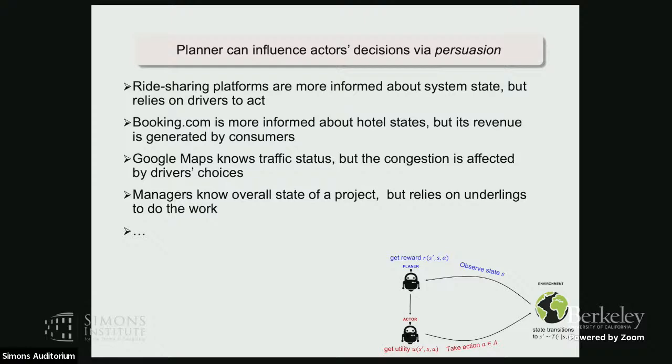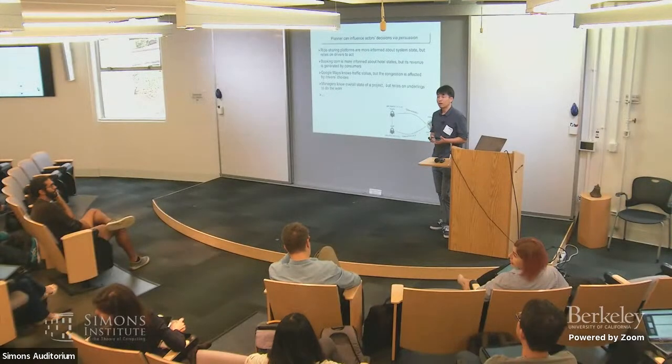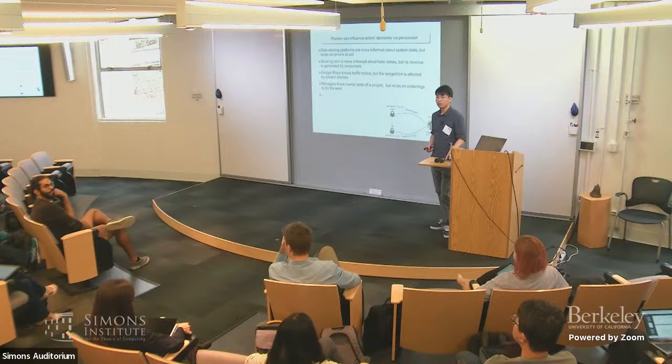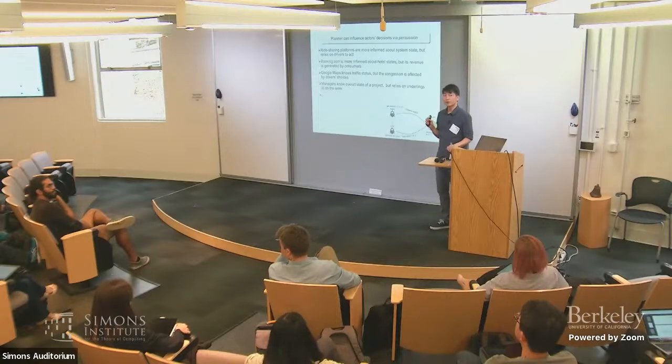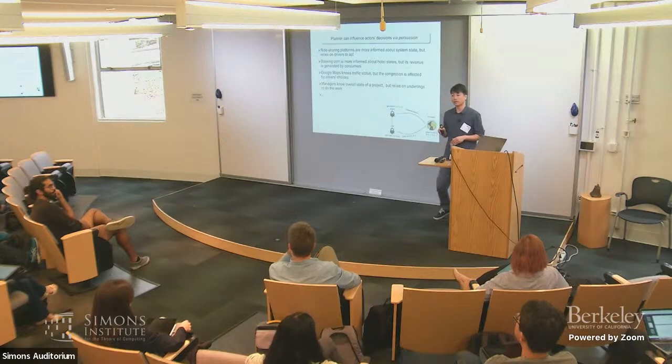Of these applications, the planner also relies on the actors to generate the information. Yes, they are more informed because, for instance, consumers have gone to certain hotels. Is that important? That will not be important to the model I'm going to talk about today, because the actor is going to be my object. So the actor generates information and then it's left to the system.